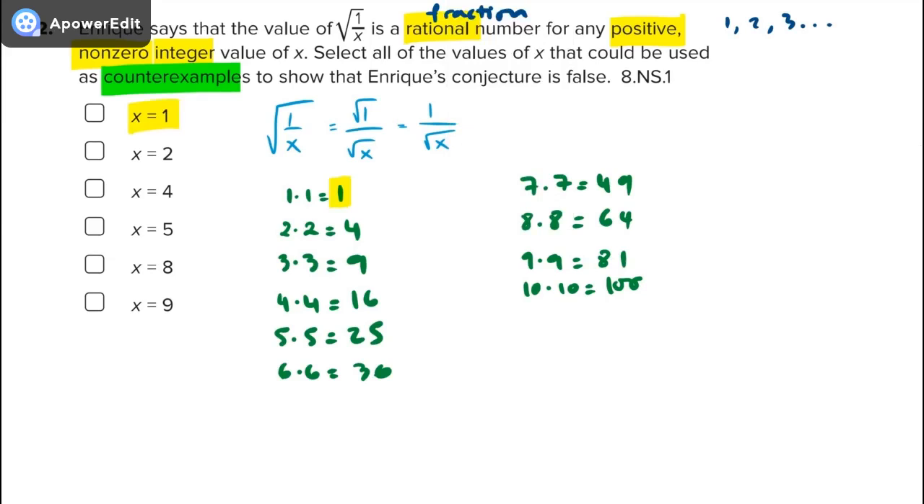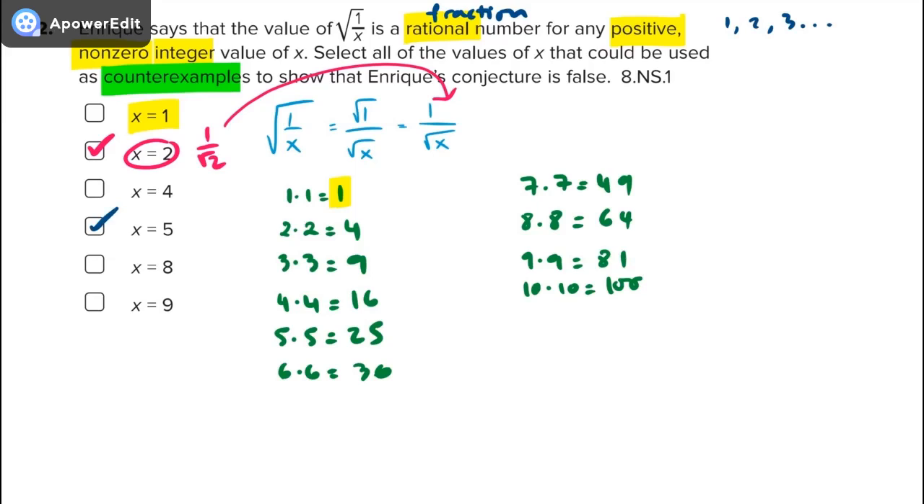We don't have 2, so 2 will be one of the counterexamples to say that it's wrong, because we cannot take the square root of 2. Okay, this means that 1 over the square root of 2 is not rational, based on our format here. Okay, 4. So 4 is not an answer. 5 is not a perfect square number. It's going to be a counterexample.